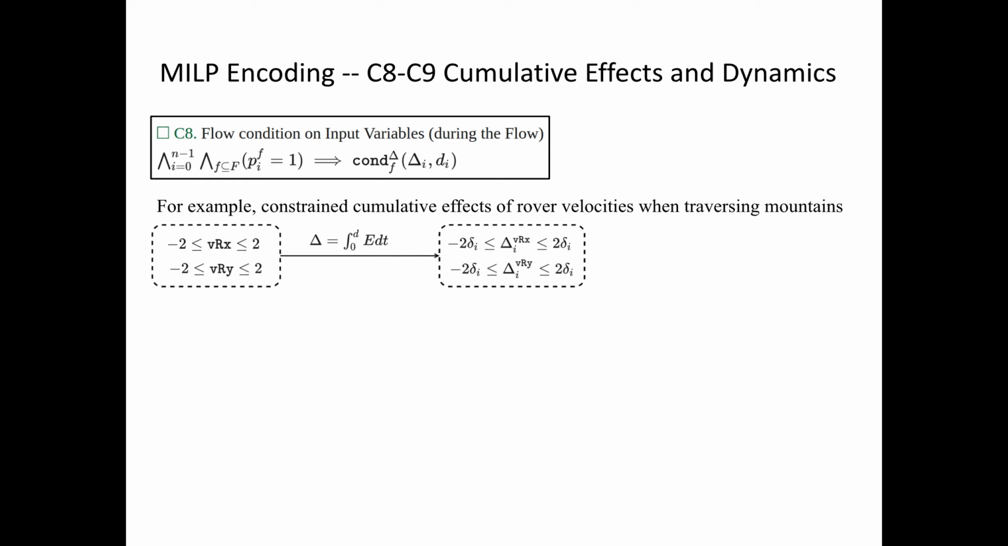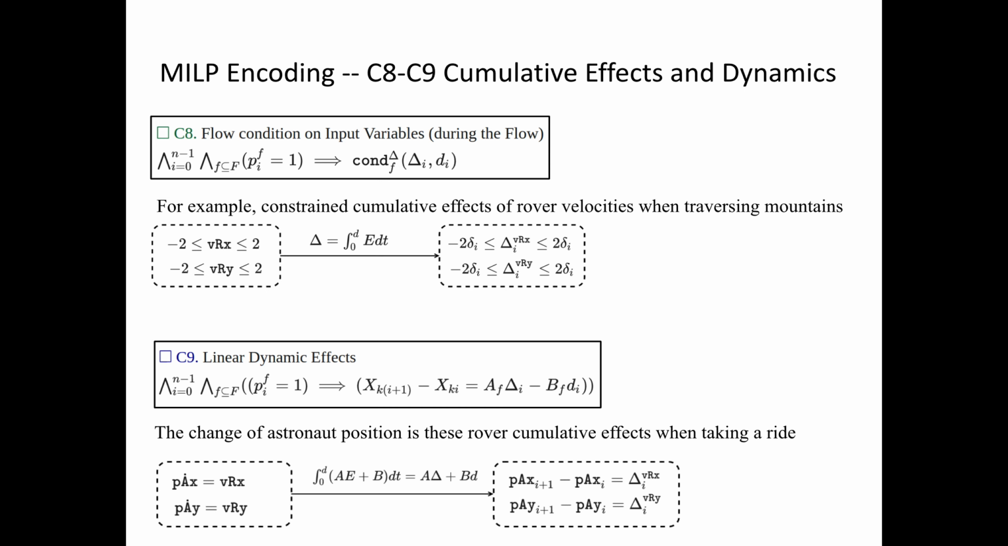With these constant cumulative effects, we can describe the state evolution. The idea is also integrating the dynamic function on both sides. For example, when an astronaut is on the rover, its position changes with respect to the rover velocity, so its position after this flow is basically the previous position plus the rover velocity cumulative effects.